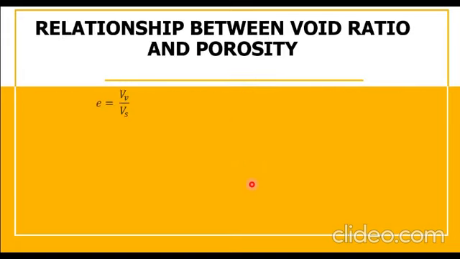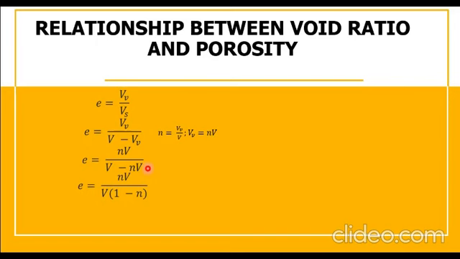Next is the relationship between void ratio and porosity. We know that void ratio is equal to Vv over Vs. If we're going to write Vs here, it's also equal to the total volume of soil minus the volume of voids. And we know that n is equal to Vv over V, and Vv therefore is equal to nV. If we substitute that in the formula, Vv here will be nV and Vv here will also be nV. So then this will be equal to nV over V quantity 1 minus n. If we cancel V here, it will be equal to n over 1 minus n.